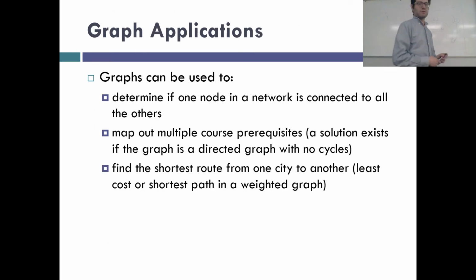Graphs can be used to figure out if one node in the network is connected to all the other ones. You can use them to map out course prerequisites. You can use them to map out relationships on a social network. The most common application, the one we're going to study the most, is finding the shortest route from one city to another. Interestingly enough, that's a valuable problem, because traveling longer distances means more money.